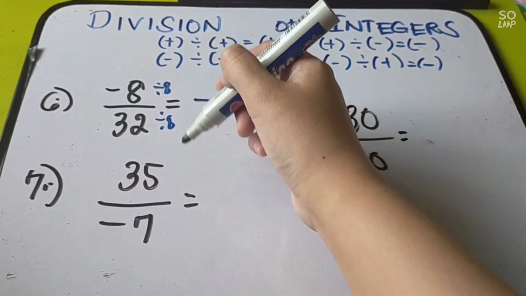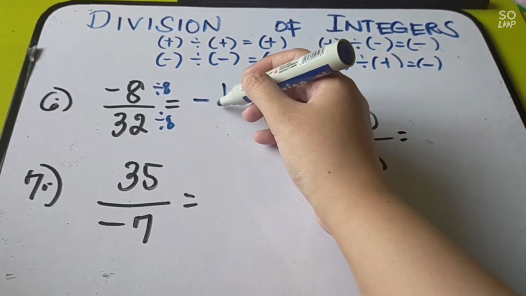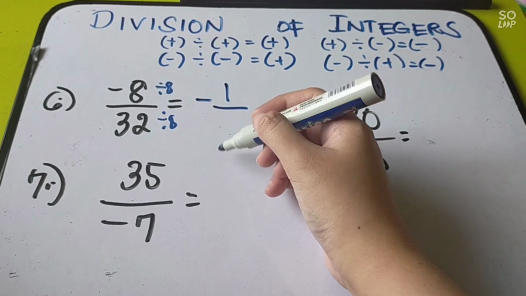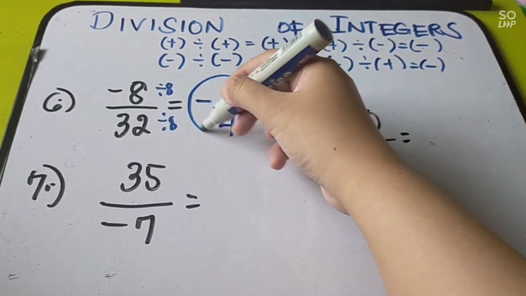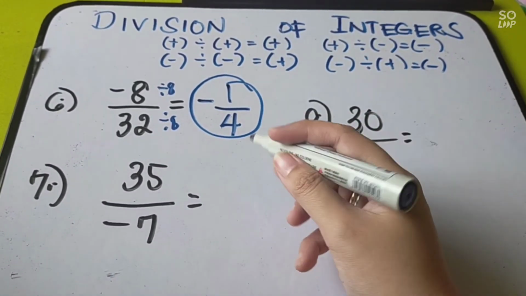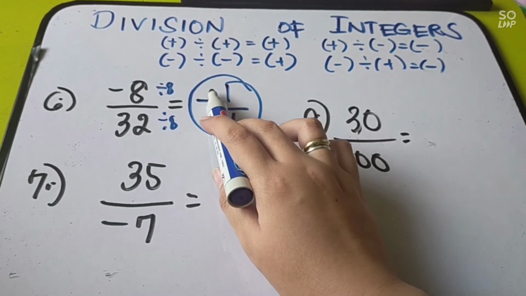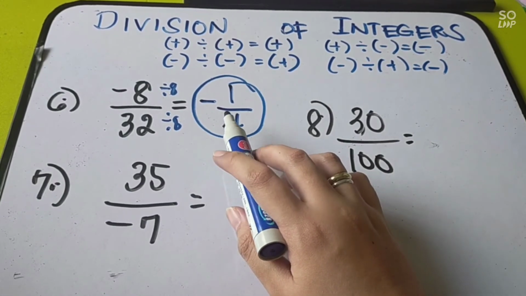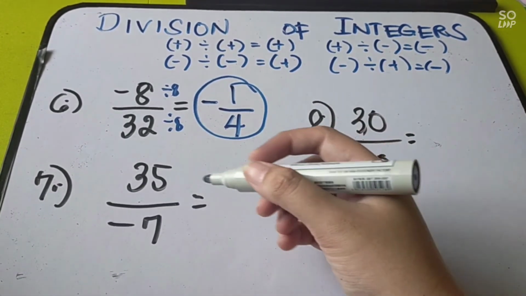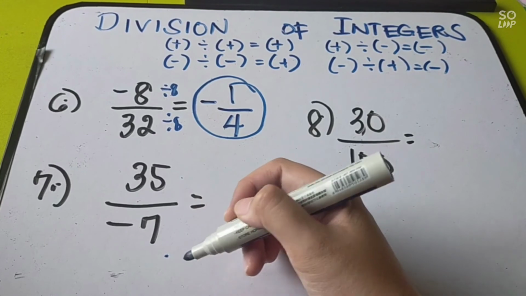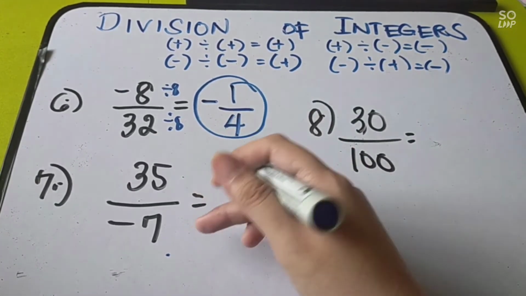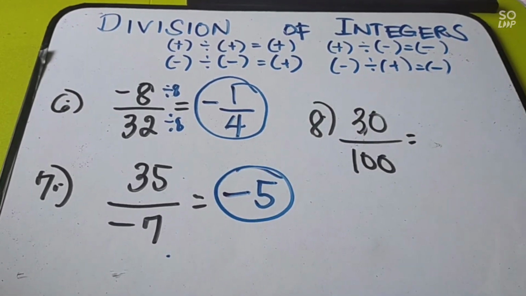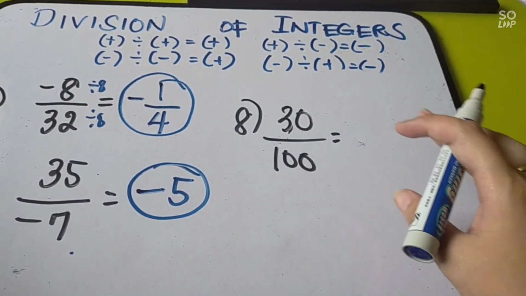So, 8 divided by 8, the answer is 1. So, we have here 1 over negative 1 over 32 divided by 8, the answer is 4. So, the answer is negative 1/4. So, yung negative sign, pwedeng dito sa taas ni negative o kaya doon sa gitna. So, wag lang po doon sa denominator niya. Is it clear? Next tayo, 35 divided by negative 7. If you divide 35 to negative 7, the answer is negative 5. We're done.